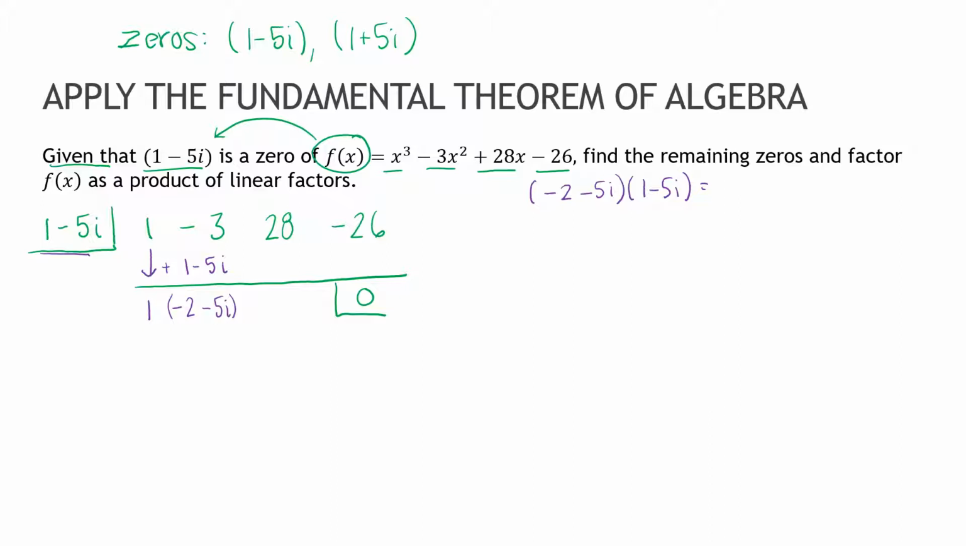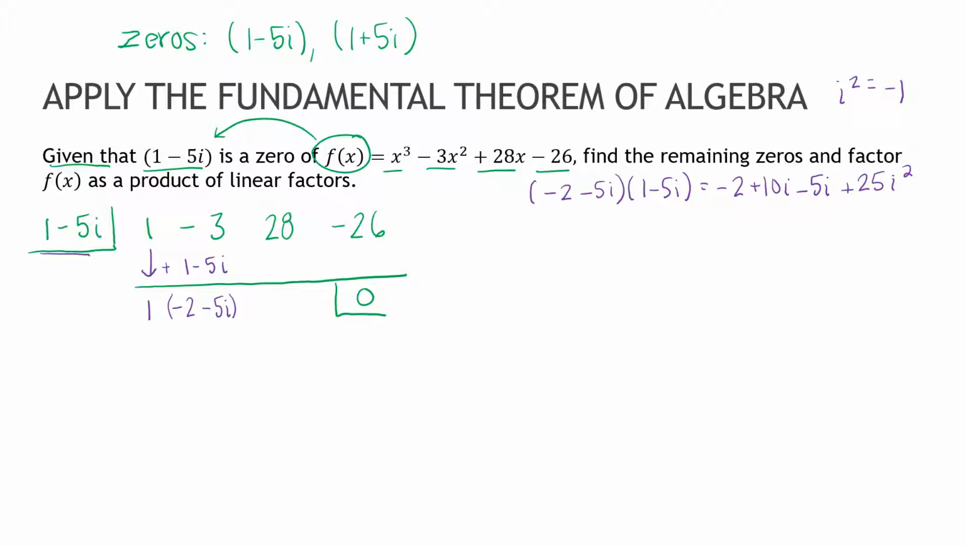So negative 2 times 1, negative 2 times negative 5i is plus 10i. Negative 5i times 1, negative 5i. I'm just FOILing. Negative 5i times negative 5i is positive 25i squared. Please remember that i squared is equivalent to negative 1.